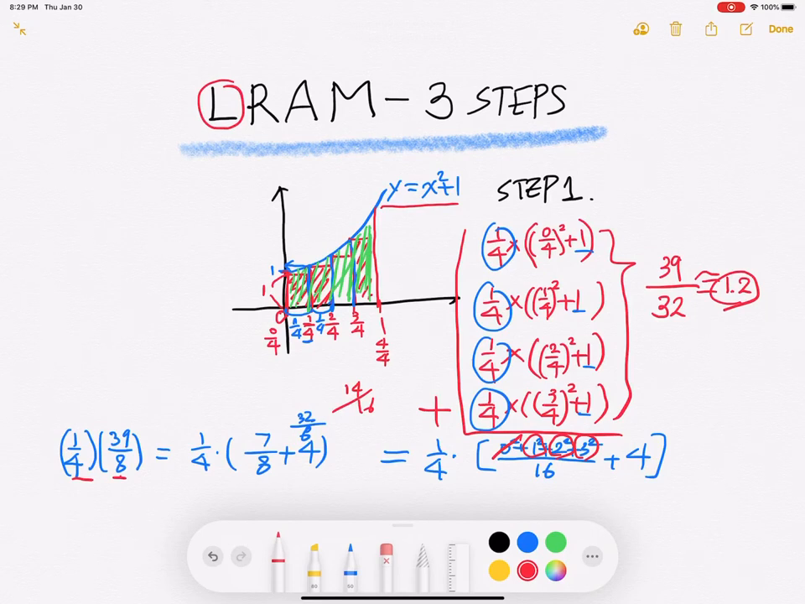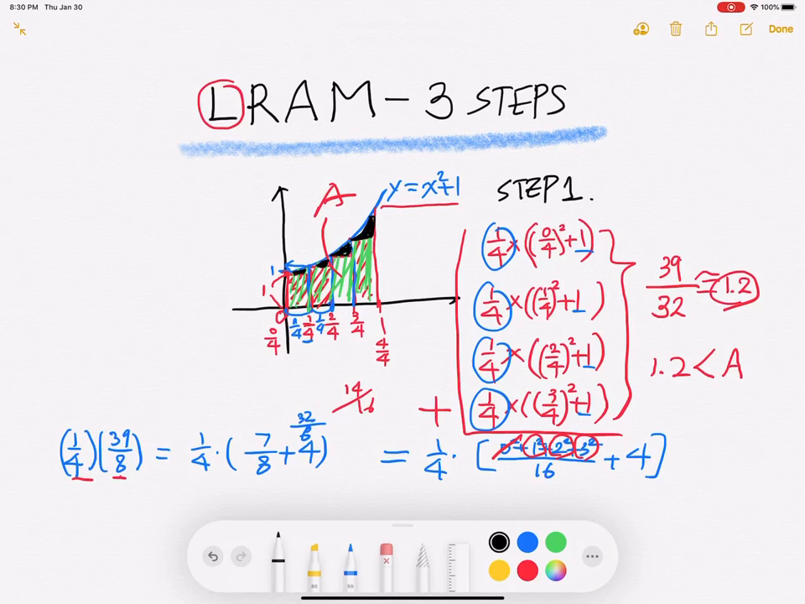Let the actual area be A. Compare A and 1.2. 1.2 should be smaller than actual area A. How much smaller? Like this much. This space, right? This much space smaller. So in this case, LRAM is less than actual area.